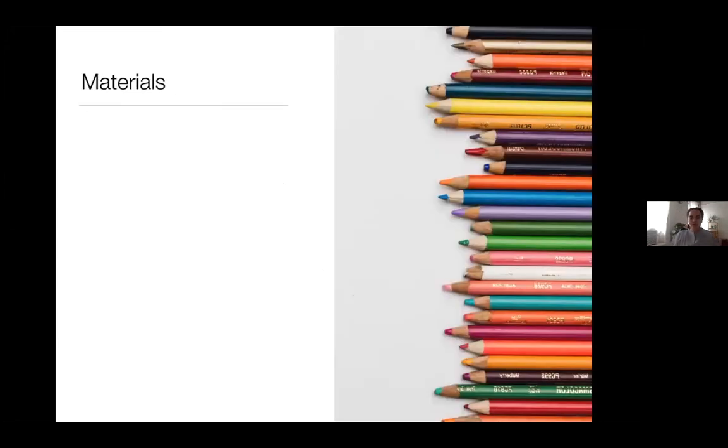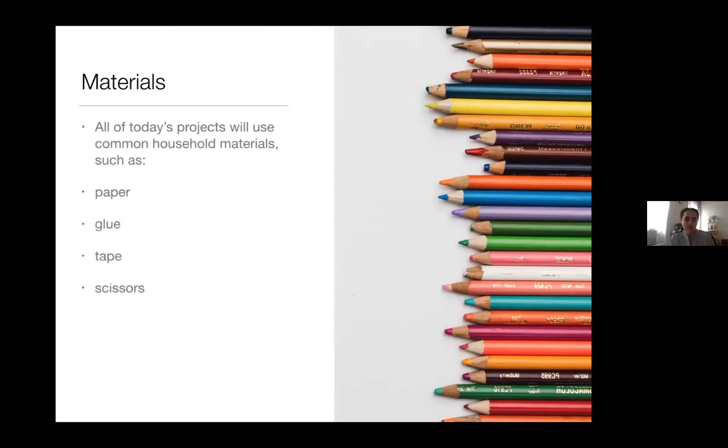So as we dive in, let's talk about materials that you'll need for the projects that I'm going to show you. So all of the materials are very simple. All of today's projects use common household materials. The main one is you need paper. You can use glue, tape, scissors, crayons or markers, any kind of colorful drawing device. And then you'll also need your printed photographs. I said use photocopies, which is really important.